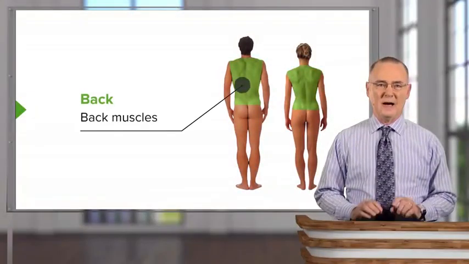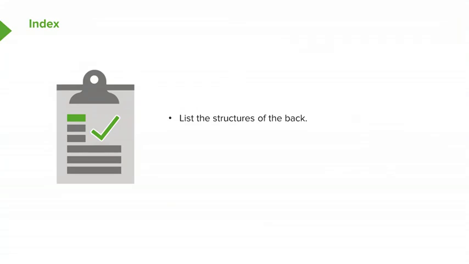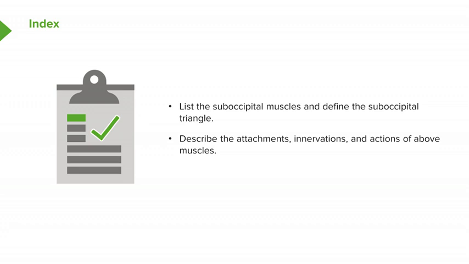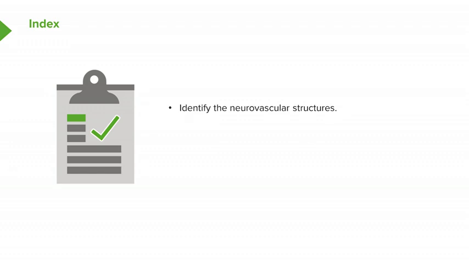Welcome to this lecture on back muscles. This slide identifies the objectives that you should be able to answer at the conclusion of this presentation. First, list the structures of the back, categorize back muscles into groups, list the suboccipital muscles and define the suboccipital triangle, describe the attachments, innervations, and actions of the above muscles, identify the relevant neurovascular structures, and then we'll summarize the key take-home messages, and lastly, provide attribution for the images that were used throughout this presentation.